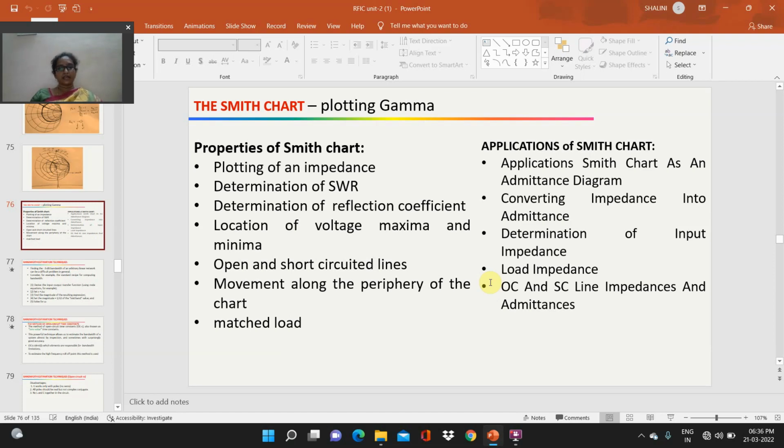So what are the applications of Smith chart? The applications: Smith chart as an admittance diagram. So admittance diagrams: converting impedance into admittance, determination of input impedance, load impedance, and open circuit and short circuit line impedances and admittances. So these are all the properties and applications of Smith chart.